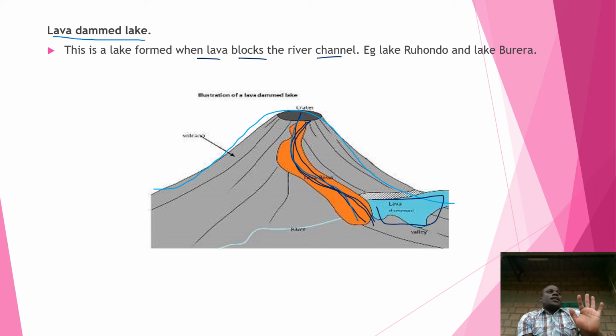In Rwanda, we have good examples of twin lakes, Ruhondo and Rhea. They are good examples of lava dammed lakes because their channel was blocked by the lava flowing. It came and solidified within the river channel and had to block the river. Then the water collected behind the solidified lava formed lakes like Ruhondo and Rhea.